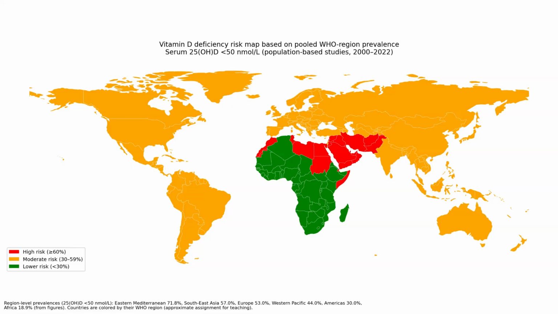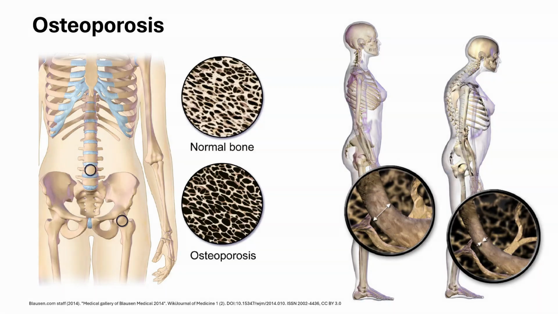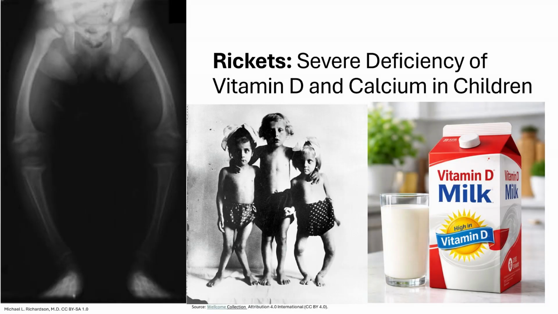Vitamin D deficiency reduces calcitriol production, leading to decreased absorption of dietary calcium. As calcium levels decline, the body compensates by increasing PTH secretion. This increases bone resorption, leading to increased risk of osteoporosis. In children, vitamin D and calcium deficiency can result in rickets. Bones become soft and weakened, leading to skeletal deformities such as bowed legs.